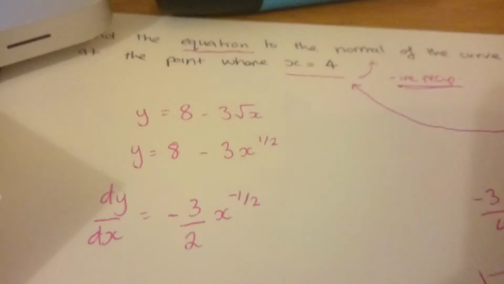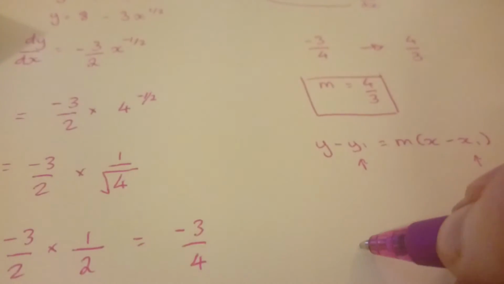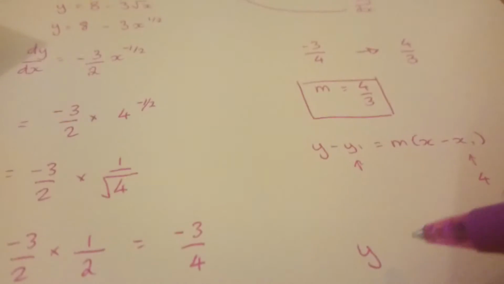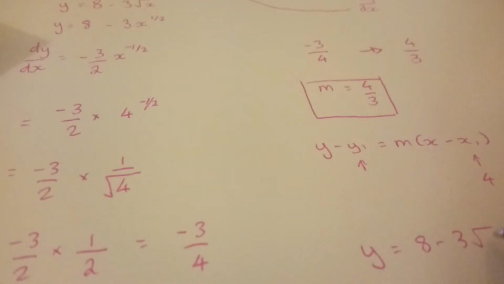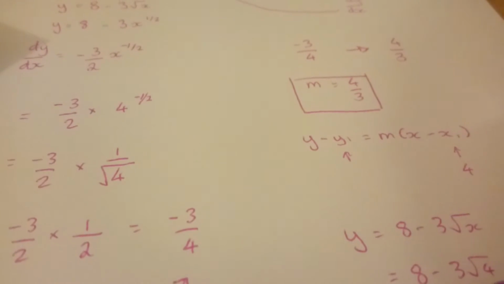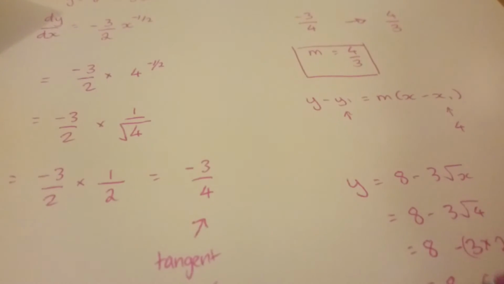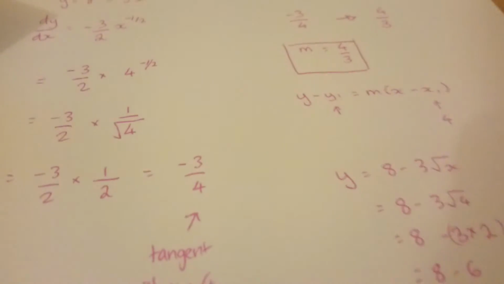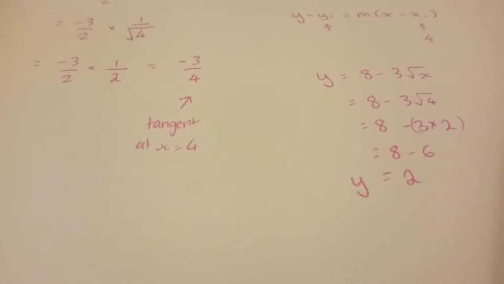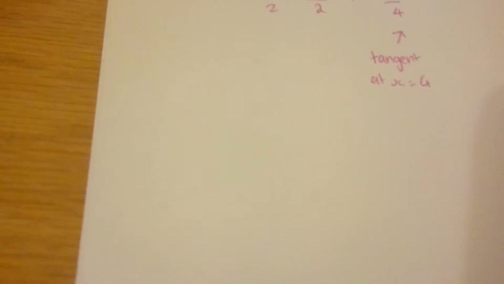But if we go back to the original question, we've already been told x, so this is going to be 4. So now we just need to find what y is by substituting 4 into the original equation. So if the original equation was this, we substitute 4 in there. So we've just found out that y equals 2. So we've got 2 and 4 there.